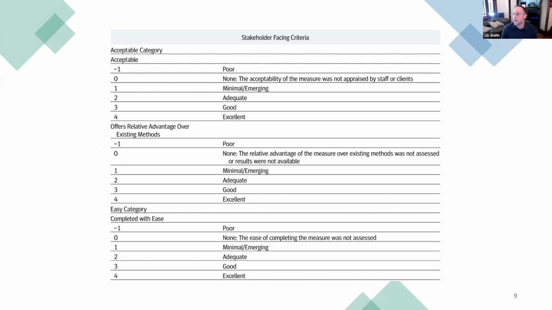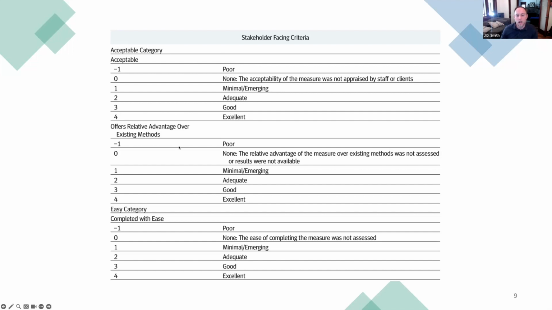So here is what they called stakeholder-facing criteria that were identified. And I mentioned all these already. But basically they had ratings on typically a -1 to 4 scale for all of these. And they do provide a rationale for why they had the -1 to 4 scale. It had to do mostly with psychometric ratings, but you can see here for acceptable, it's pretty straightforward. It was poor acceptability all the way to adequate, good, excellent, and you got obviously a higher score for each one.